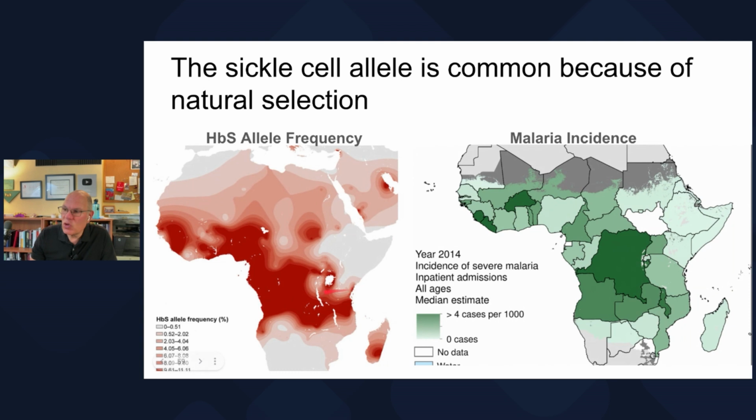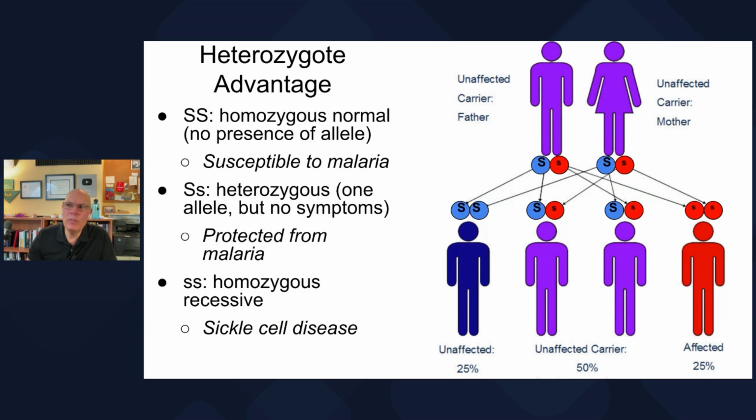And that's why there's this strong correlation between the frequency of the sickle cell allele and the incidence of malaria. Dark red over here means more sickle cell allele. Dark green over here means more malaria. That's why this evolved. It's called heterozygote advantage. Now, this is something that we'll talk about in detail when we get to Unit 7, but it's fantastic to know about it now. If you are a heterozygote, big S, little s, you're protected from malaria.